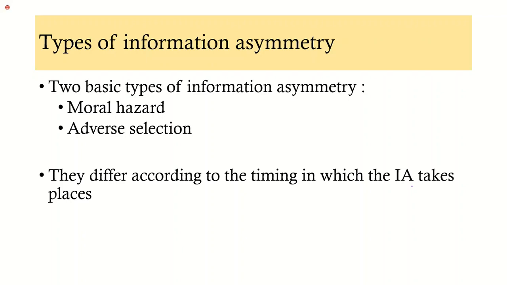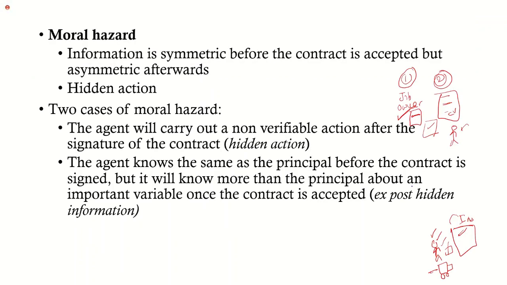Right, so we divide this type of information asymmetry into two types, moral hazard and adverse selection. What is the difference? The difference depends on the time, the information asymmetry at the time of entering into the contract. Okay, let's see an example. Now take moral hazard. Information is symmetric before the contract and asymmetric after the contract. So this is also called hidden action, right? Hidden action.